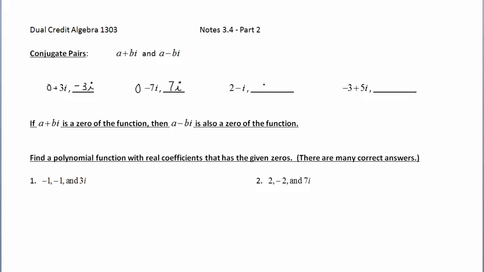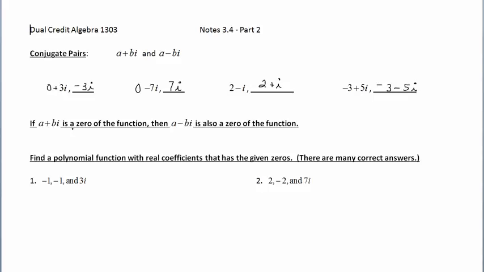2 minus i's partner: 2 stays the same, change subtraction to addition. Negative 3 plus 5i's partner is negative 3 minus 5i. So the only thing that changes to create a conjugate pair is the operation. We're going to see in this video why we care about knowing about conjugate pairs.